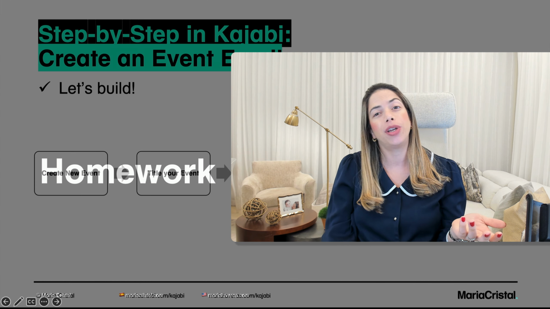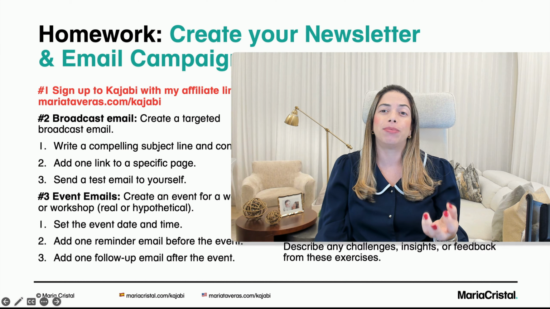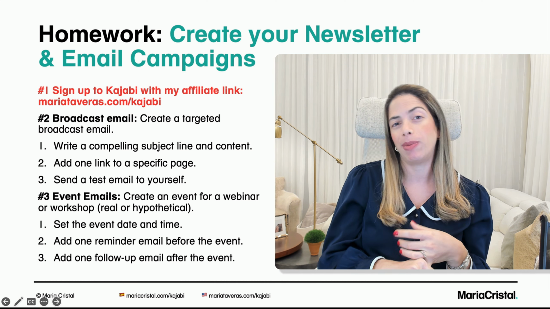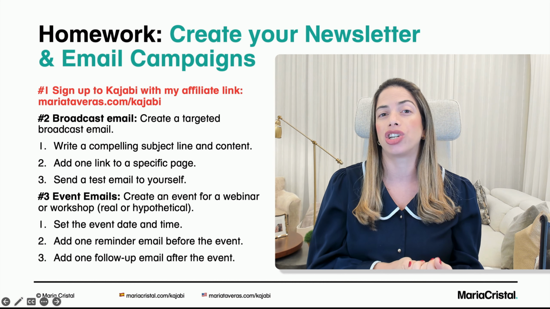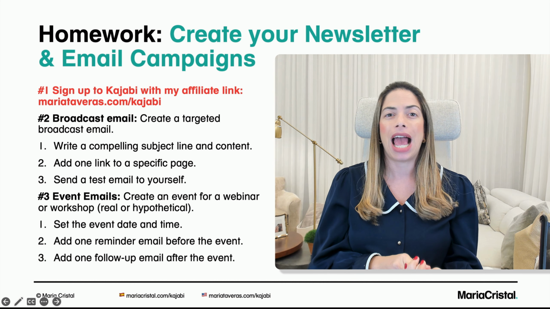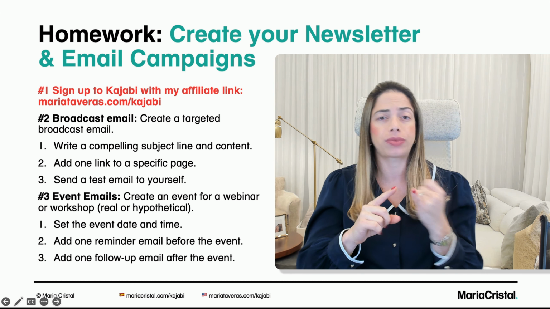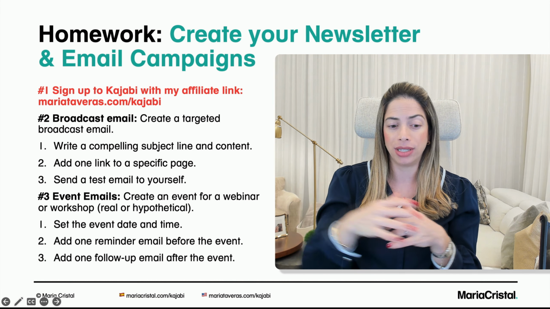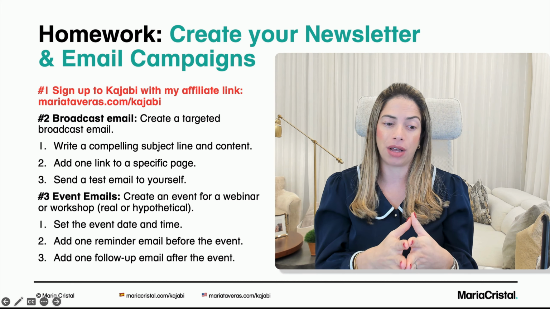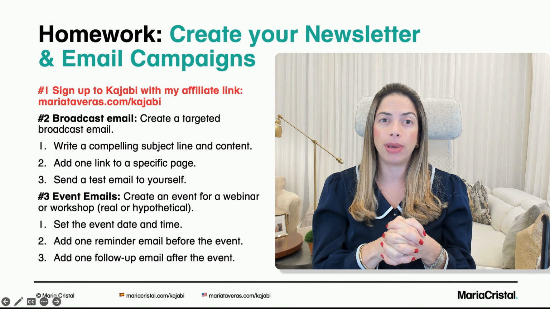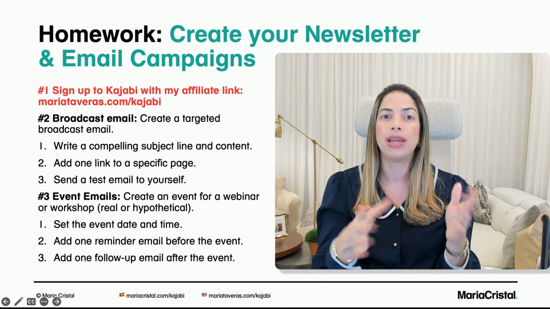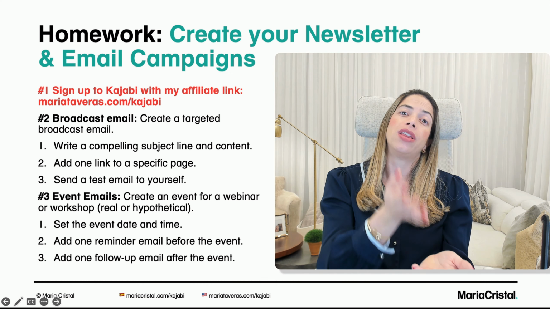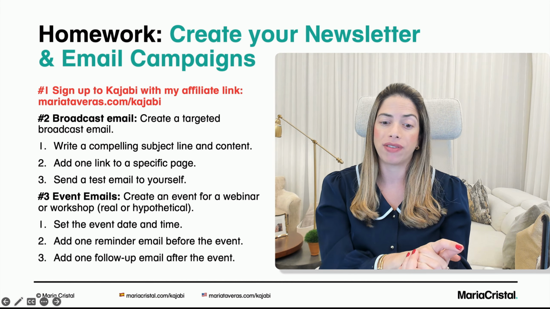So now it's time for you to do your homework. And basically, what will you do? First of all, sign up to Kajabi with my affiliate link, mariataveras.com/Kajabi, to redeem all my bonuses, and start testing. First, create a broadcast email, a compelling subject line, one link if you want, and send a test email to yourself. Then try an event email. Add an event, put a date and time, and practice adding the confirmation, the before the event, and the follow-up email after the event.